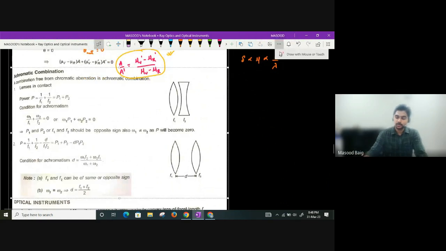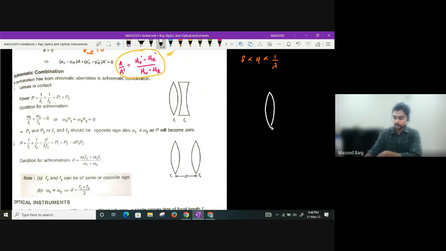We have something called as achromatic combination. So it is that particular combination which is free from chromatic aberration. Now, if we talk about chromatic aberration, guys, let us take a white light. As we all know, white light is combination of 7 different colors. Yes or no? So here I am showing it as, okay, I'll take it as white light only.